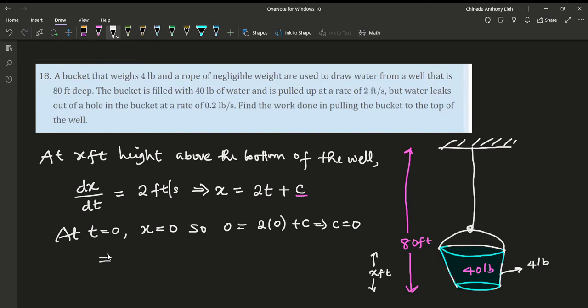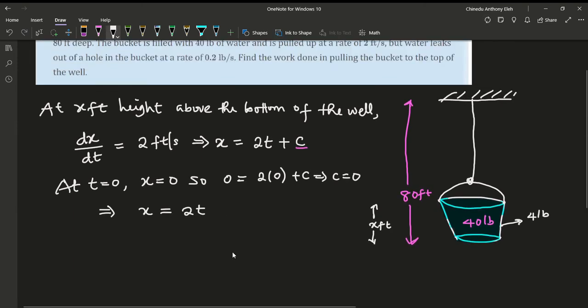So indeed, we have the relationship that x depends on time by x equals 2t. Actually, from here we can get that t is equal to x over 2. We can call this equation 1.